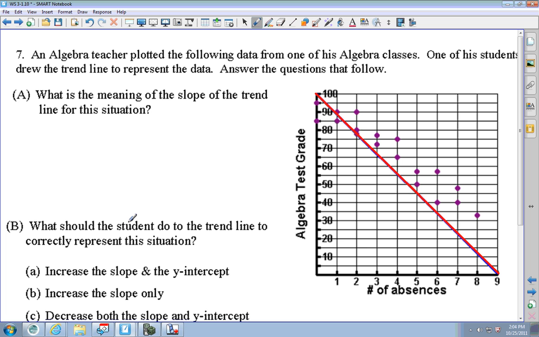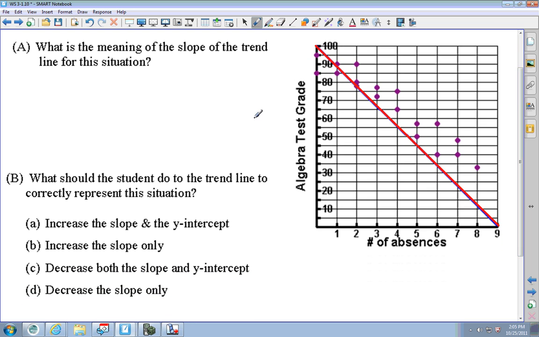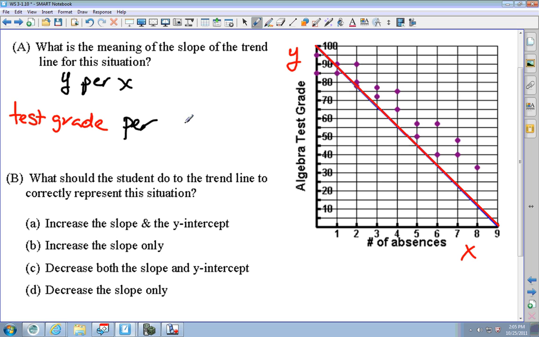An algebra teacher plotted the following data from one of his algebra classes. One of his students drew a trend line to represent the data. Answer the following. The first thing it asks us is what is the meaning of slope? I want you to remember that we have y per x. Please, please, please make sure you label your x and your y axis. Y is your test grade, so it's test grade per absence.